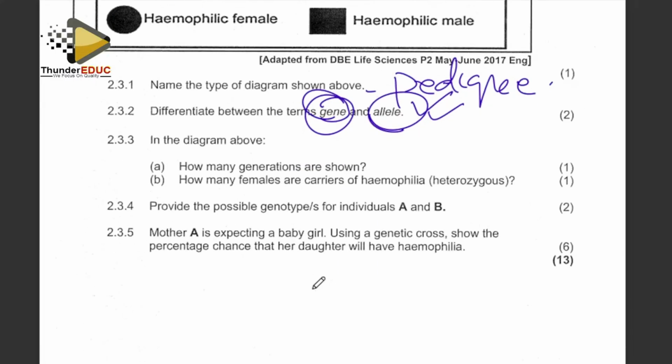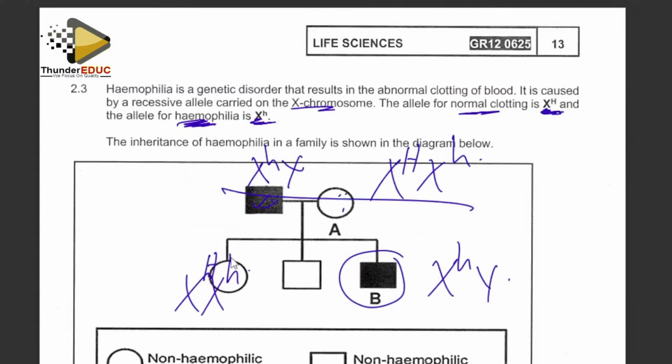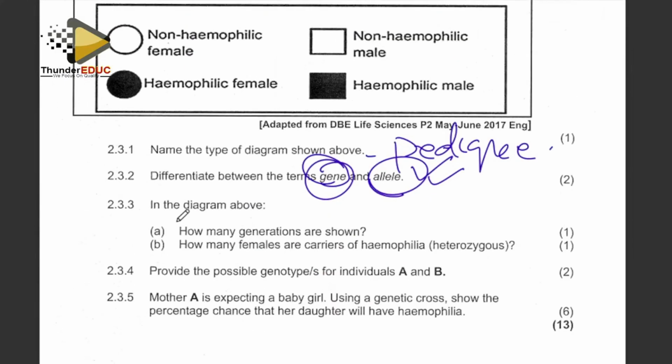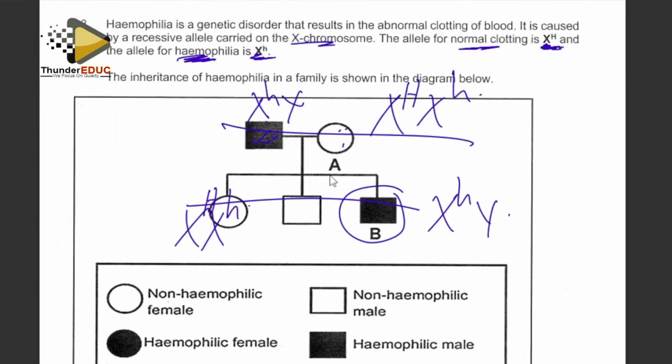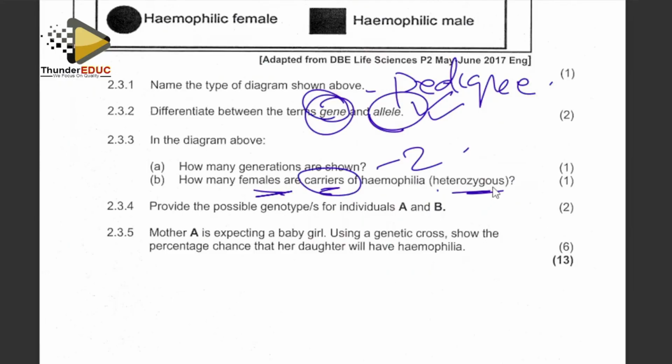We continue. How many generations are shown? Is 1, is 2. So we go to the next question. 2 generations. How many females are carriers of the hemophilia, heterozygous? So I'll come here and I look for the normal females. Is this one and this one. There are going to be 2. You see, we had already given even the answers.